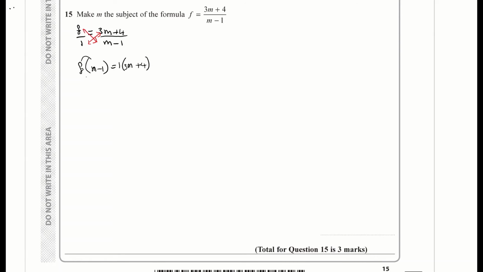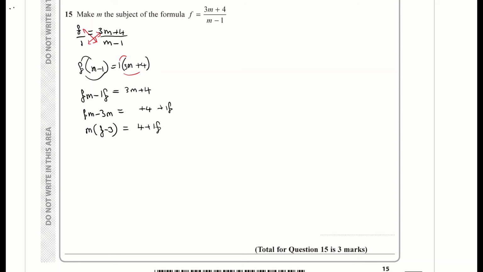I'm now going to multiply in that f, which gives me fm minus 1f is equal to, now multiplying the 1 into the bracket, 3m plus 4. I'm going to bring m's to the left and f's and numbers to the right, so I'm going to subtract 3m from both sides, giving me fm minus 3m is equal to positive 4, and I'm going to add 1f to the left, so I must add 1f to the right. So that's giving me fm minus 3m is equal to 4 plus 1f. I'm going to factorize out the m from fm minus 3m, which gives me m bracket f take 3 is equal to 4 plus 1f.